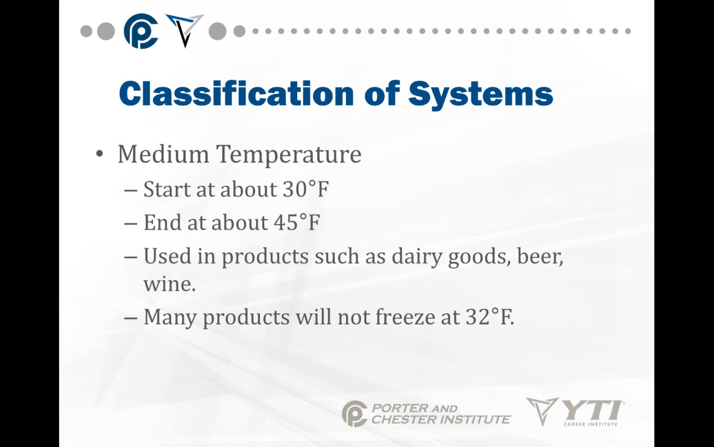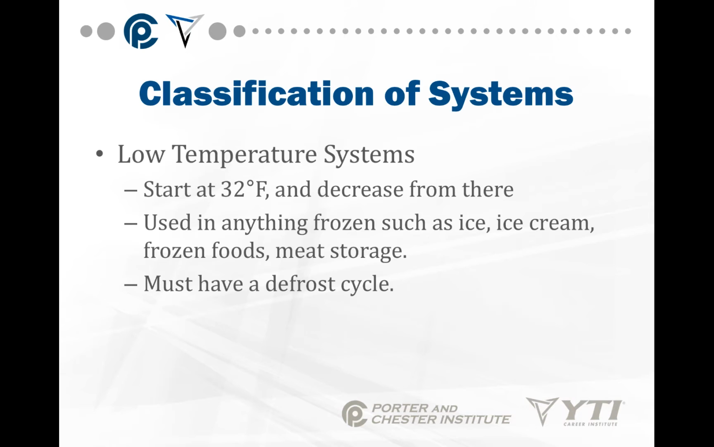Medium temperature starts at about 30 degrees and goes up to 45 degrees. It's used to store products such as dairy goods, beer, and wine. Many products won't freeze at 32 degrees, so you can actually lower their temperature to about 30 degrees. Medium temperature refrigeration is what you would see with the refrigerator in your house, between 30 and 45 degrees.